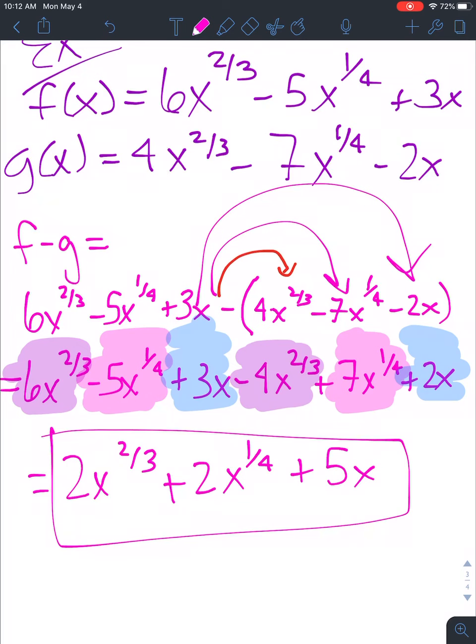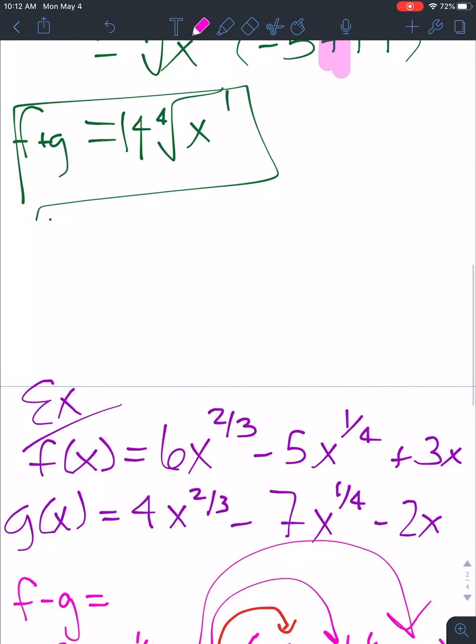The big thing with subtracting is you have to remember to distribute in that negative. The big thing when you're adding is just that you're combining like terms, making sure that you're not trying to add things that aren't like.